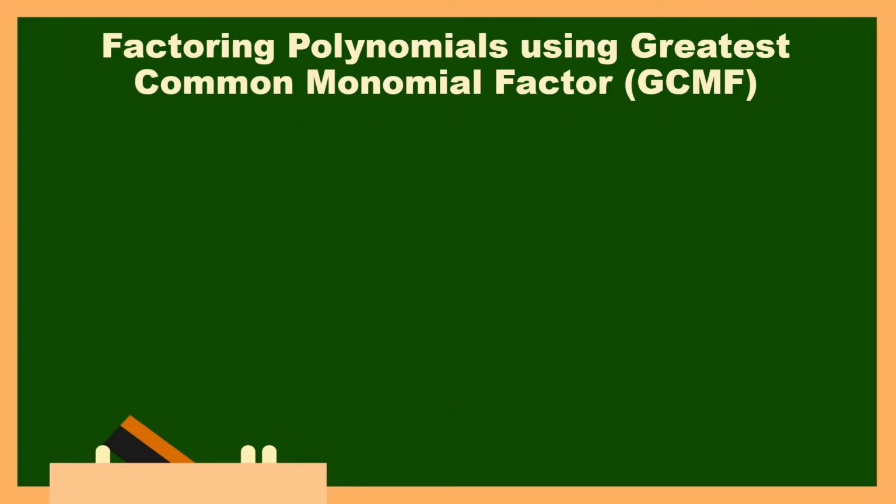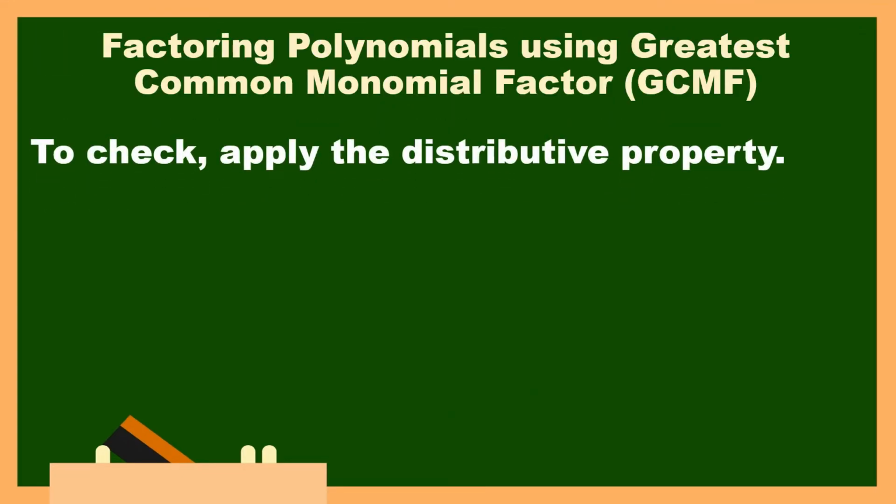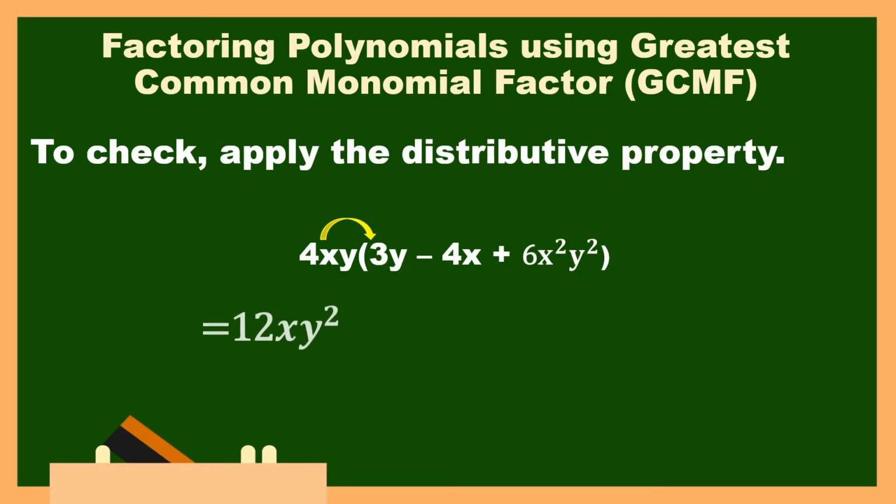At para ma-check natin kung tama nga ang ating factors ng ating given polynomial expression, i-apply natin dito ang distributive property. Dito ay imomultiply natin ang GCMF doon sa resulting quotient. So, 4xy times the quantity of 3y minus 4x plus 6x squared y squared. So, imomultiply muna natin yung GCMF na 4xy sa ating first term doon sa resulting quotient natin, which is 3y. So, 4xy times 3y is equal to 12xy squared.